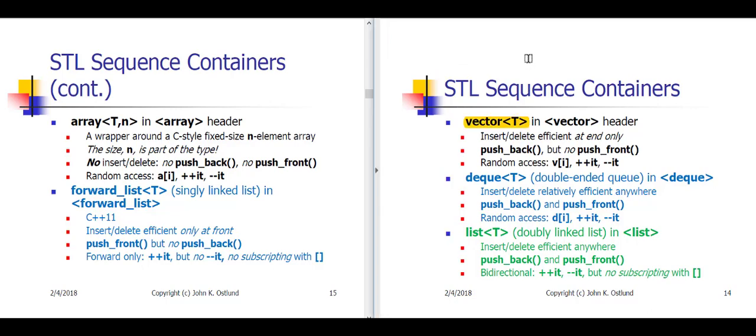The vector container is described by the vector header, and the vector container makes it very efficient to insert and delete values only at the end. So there is, for the vector class, a push back function, but there is not a push front function. Being able to push a value at the front of a vector would be expensive. It would entail moving all of the other elements in the vector one place further along in memory, which is a time-consuming operation.